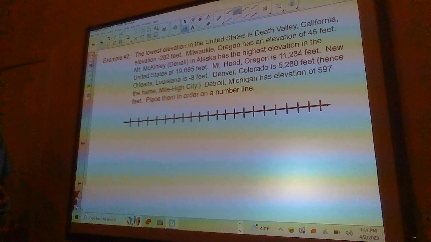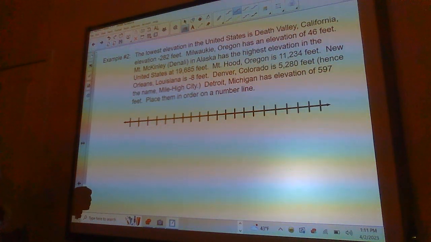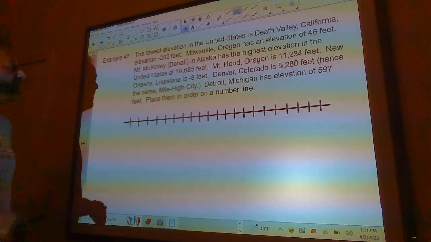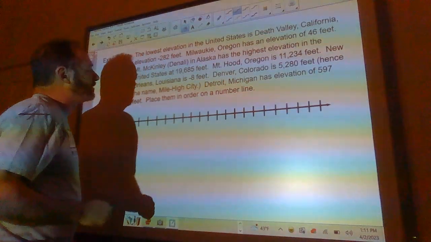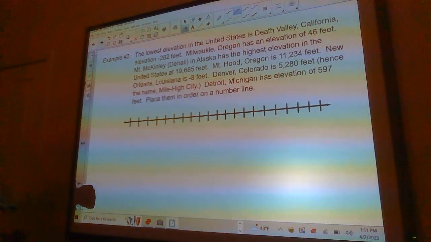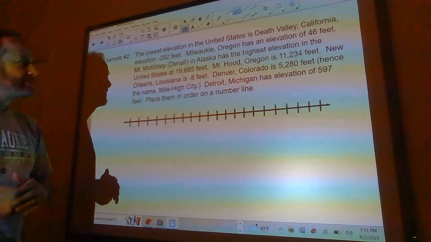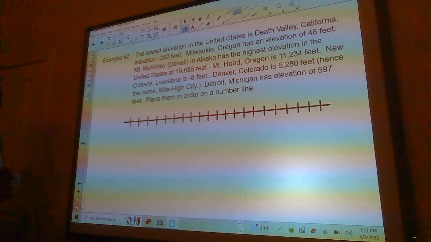So place them in order on a number line. First we would have to figure out what numbers we want to have on here. We've got to go from negative 282 at the lowest up to 19,685, which is the highest.